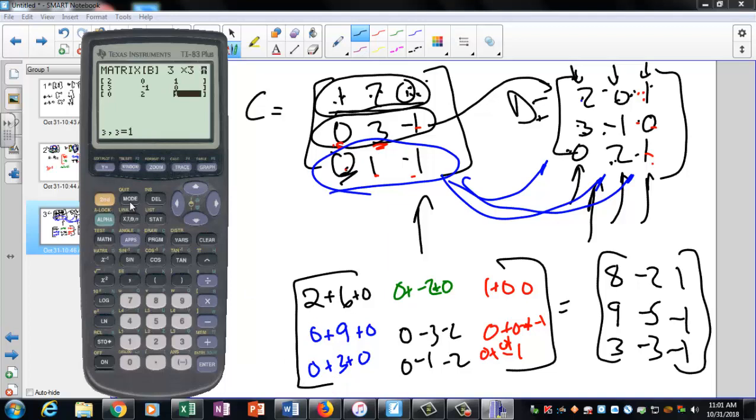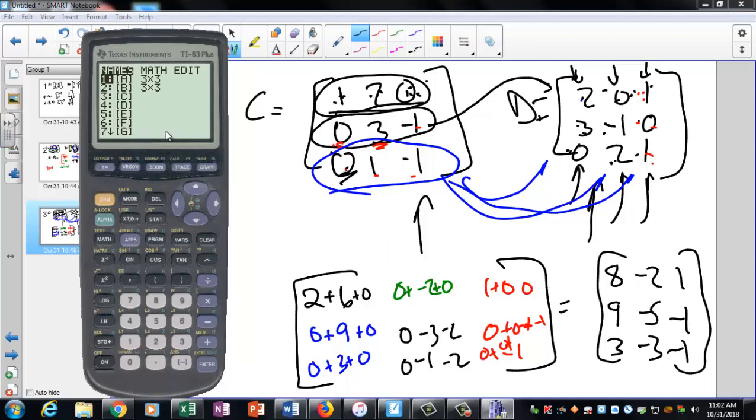Having typed those in, second quit. Matrix. We're going to do A times B. And then you just press enter. Okay. 8, -2, 1, 9, -5, -1, 3, -3, -1. Second, hit the matrix key. It's X inverse. All right.